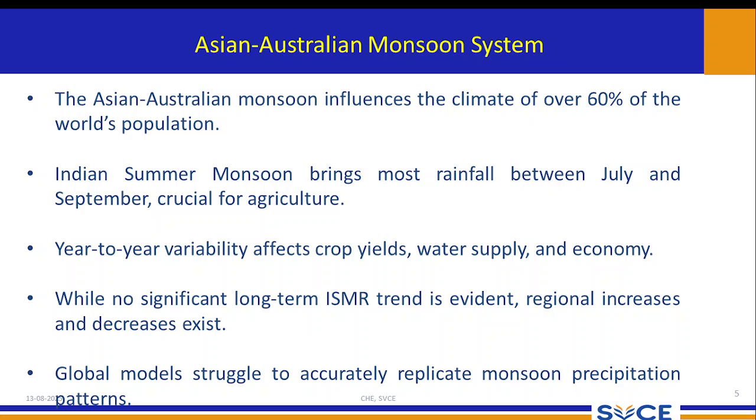Indian summer monsoon brings most of its rainfall between July and September, crucial for agriculture. Year-to-year variability affects crop yields, water supply, and economy. While no significant long-term ISMR trend is evident, regional increases and decreases exist. Global models struggle to accurately predict monsoon precipitation patterns. The model helps you identify how much rainfall may occur during this particular monsoon in a particular area, but it's very difficult to predict.